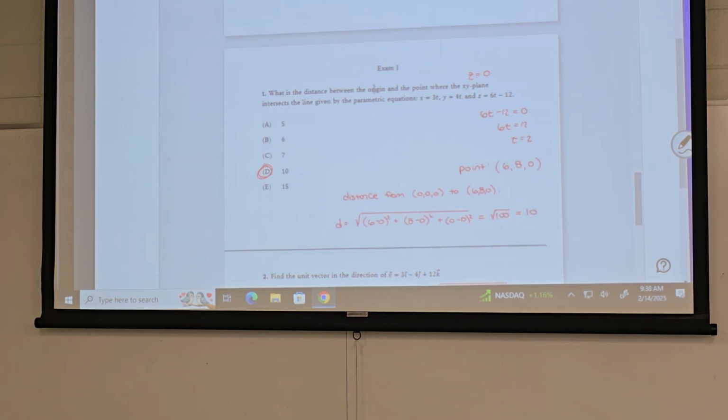First one, what is the distance between the origin and the point where the xy plane intersects with the line? So find a point of intersection, and then just find the distance to the origin. The xy plane means z equals 0. So we can set our z equation equal to 0, find a t value, plug it back in. That is now the point. You can find the distance from the origin, 0, 0, 0, to the point 6, 8, 0.